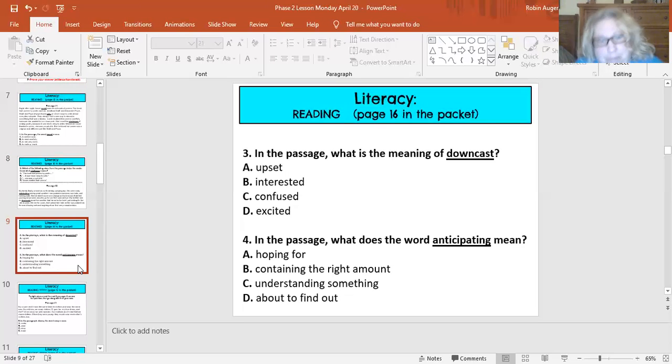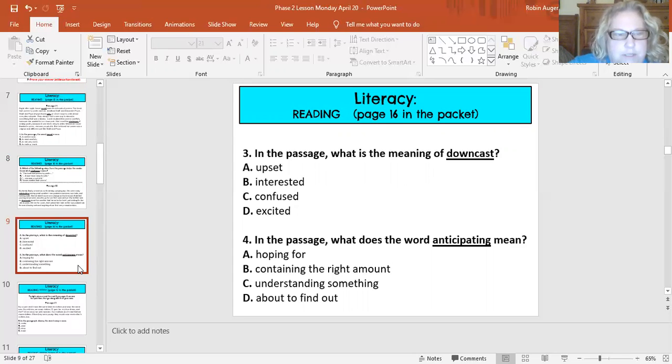Excuse me. And he's not interested because he wanted to go on the boat. And now he can't. Number 4, in the passage, what does the word anticipating mean? I think when I was explaining about what they had packed and how they felt, I might have given you an additional clue. Okay, so they were anticipating good weather.